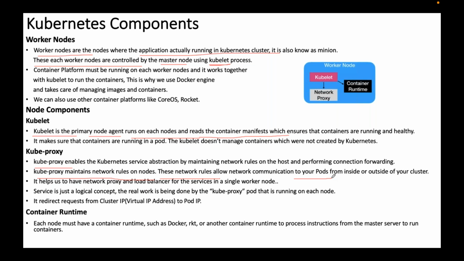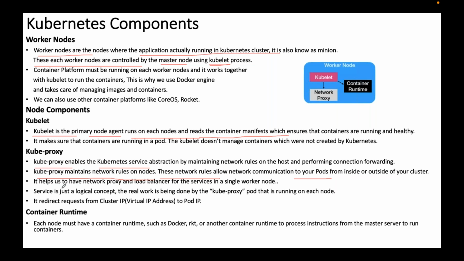If I want to access an application which is running in Kubernetes, within the cluster or from outside the cluster, that will happen via kube-proxy. So kube-proxy abstracts the networking. Kube-proxy enables the Kubernetes service abstraction. It will perform the connection forwarding. It will help us to proxy and load balance the requests within the cluster.